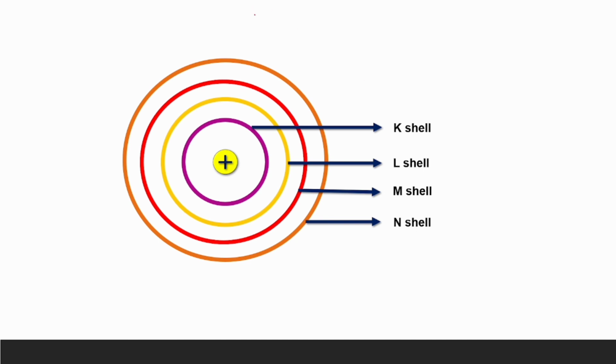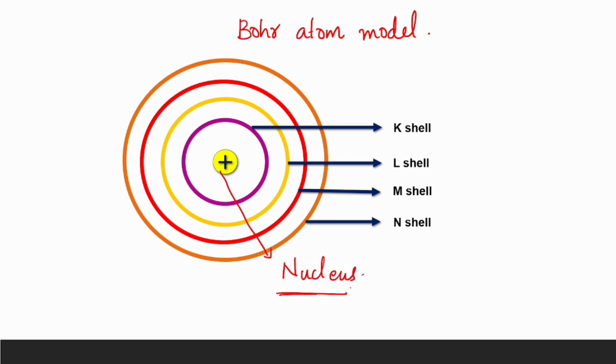This is the model that is proposed by Bohr, the Bohr atom model. The pictorial representation is this. Here you can see the nucleus, the yellow colored thing. This is the nucleus that is positively charged. That was proposed by whom? Rutherford proposed that the nucleus is positively charged.